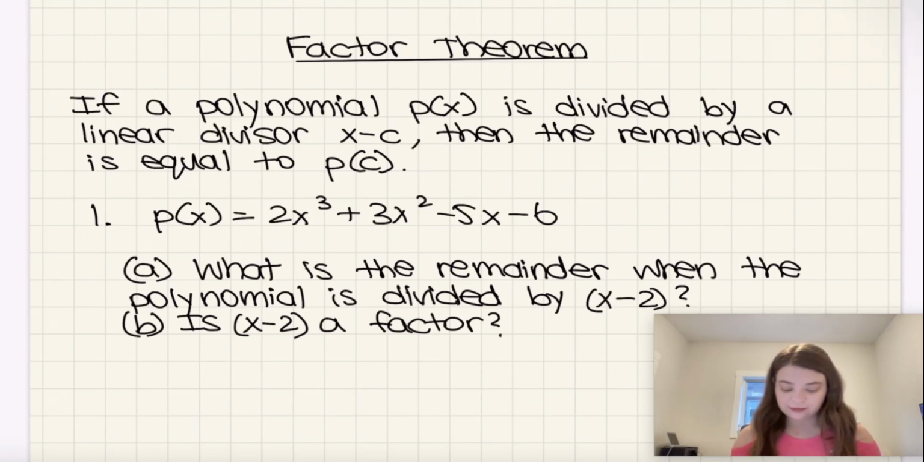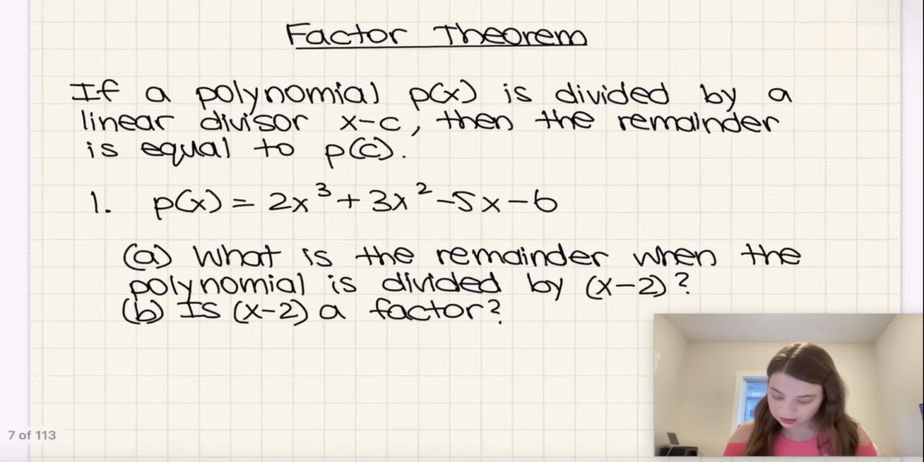So the first question here asks, what is the remainder when the polynomial above is divided by x minus 2? So in this case, c is equal to 2, right? Because normally we have x minus c. Here we have x minus 2. And so we're going to just plug in 2. So we need to find out what p of 2 is to solve part A.